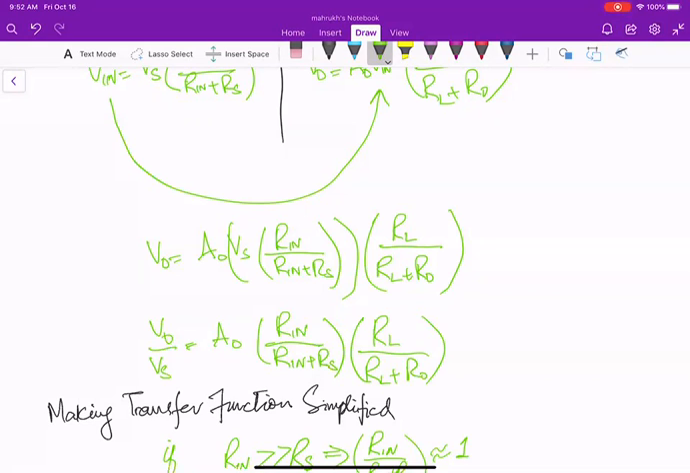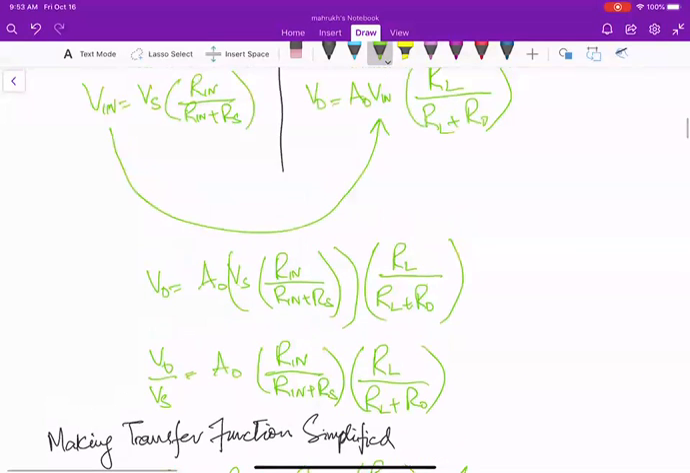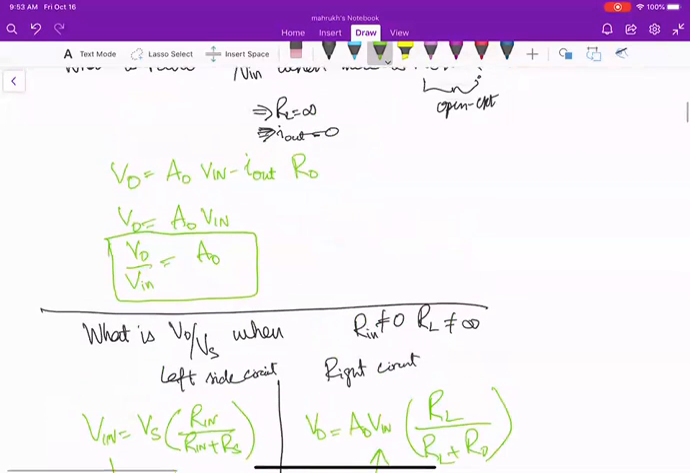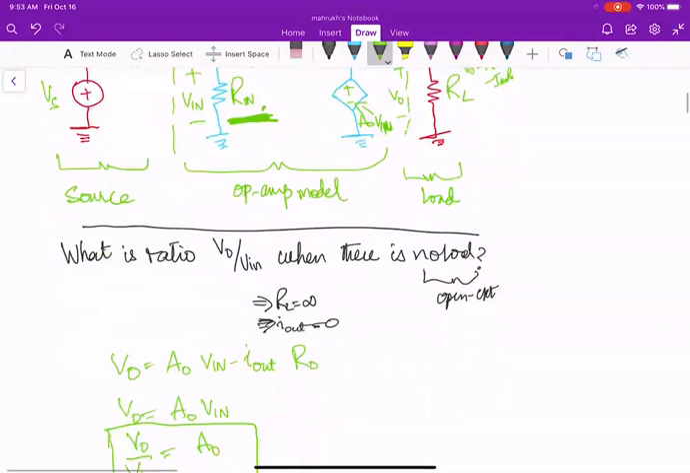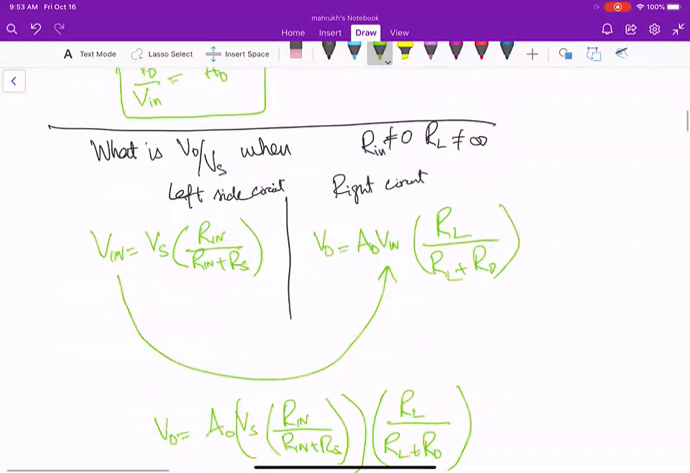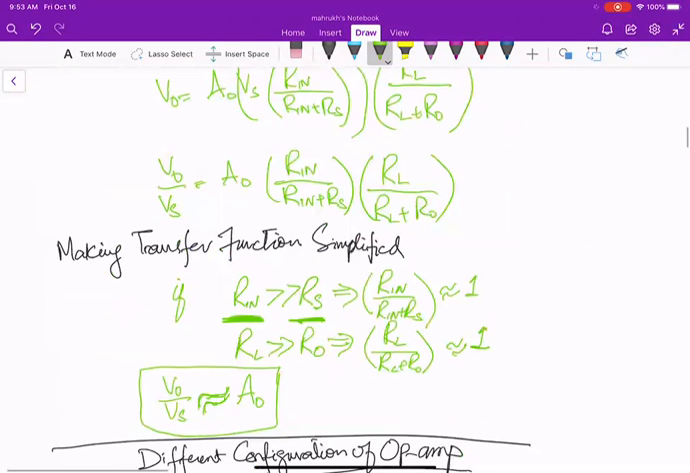So if R in should be greater, then it means that very small current will flow through it, right? That's what we need to remember, that this should be greater and this should be smaller. These are the very main important things. What difference will it make to our circuit? Okay, let's see.